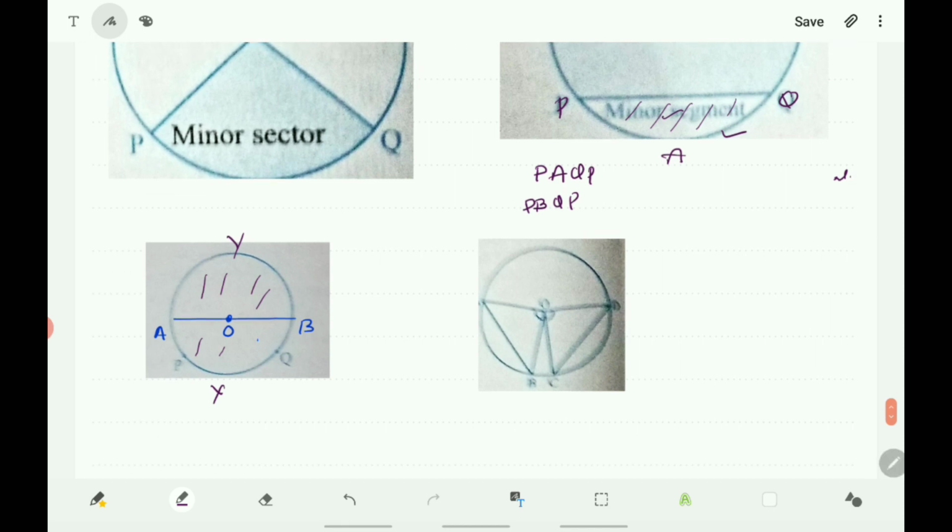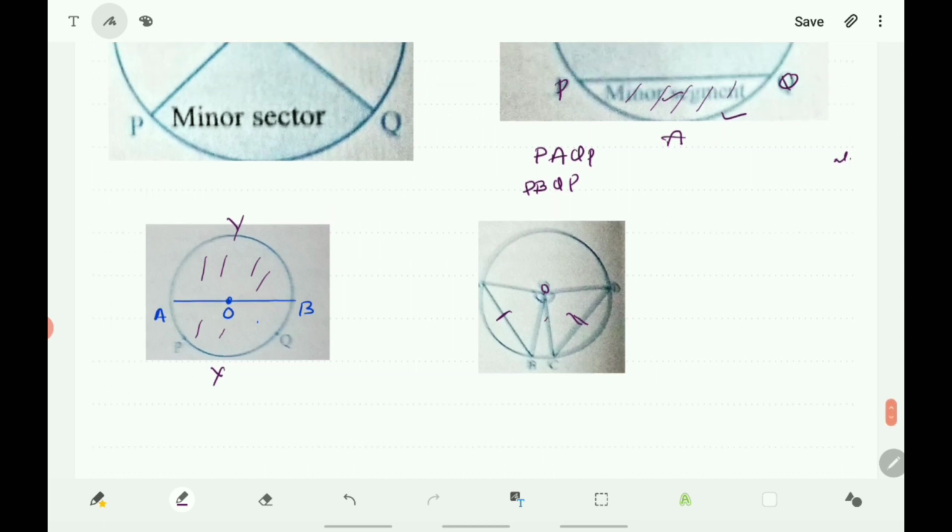Now, about chords. If you draw chords of the same length and measure the distance of the equal chords from the center, you know that equal chords are equidistant from the center, and chords which are equidistant from the center are equal. This is about equal chords.